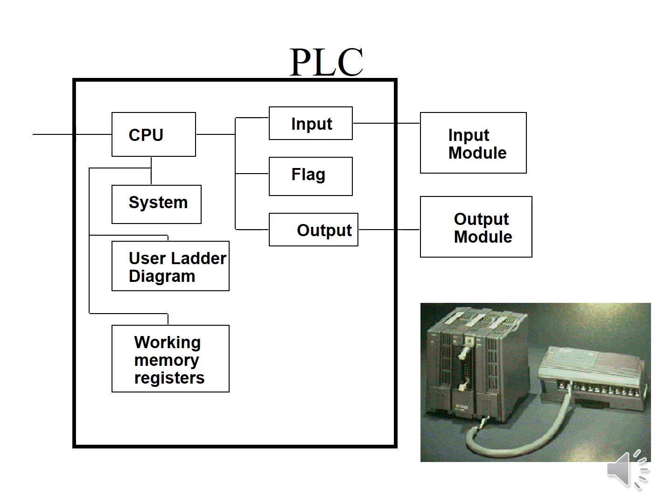This slide shows the basic block diagram of a PLC system. It consists of a CPU system, ladder diagram, working memory registers. Then the second layer consists of input flag and output. And finally we have the input module and the output module. Through the input module we get the input data. Through the output module we provide the data to various other interfacing devices that have been connected.